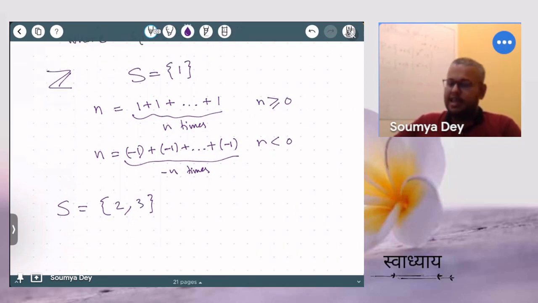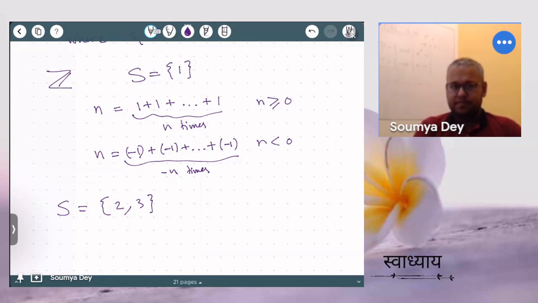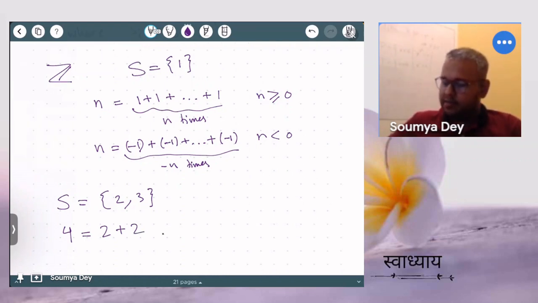So I'm claiming that any integer can be written as a sum of 2, 3 and their inverses, namely -2 and -3. Can any one of you tell me why this is true? For example, say, how do you write 4? 4 can be written as 2 plus 2. Easy. Yeah, because GCD is 1. Very good. What about 5? 5 can be 2 plus 3.